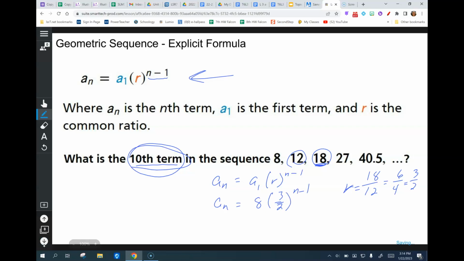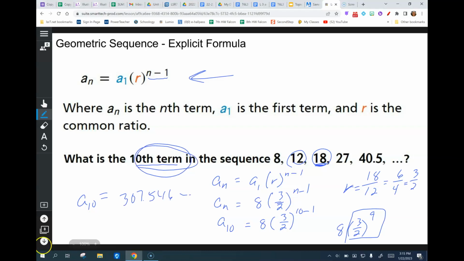So if I want to find the 10th term, a sub 10 is equal to 8 times 3/2 to the 10 minus 1 term. So a sub 10, pull out your calculators, okay? And remember, you're going to actually find 8 times 3/2 to the 9th power. You have to do this in your calculator first. So 3 divided by 2, so 3/2 to the 9th power. Take that times 8, and you're going to come up with 307.546 and so on. I'm going to double check my answer on that. It was right, but they're asking for the 10th term.